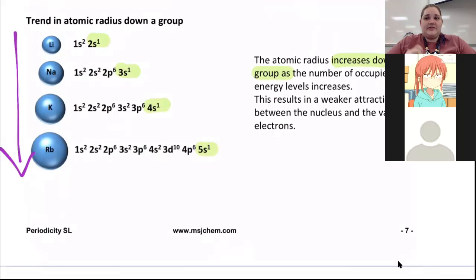For lithium, the valence electron is in the second energy level, so it only has 2 energy levels. Sodium, if I go down, is in the third period, so it has 3 energy levels where its valence electron is. If I go down to the next one, potassium is in the 4th period.